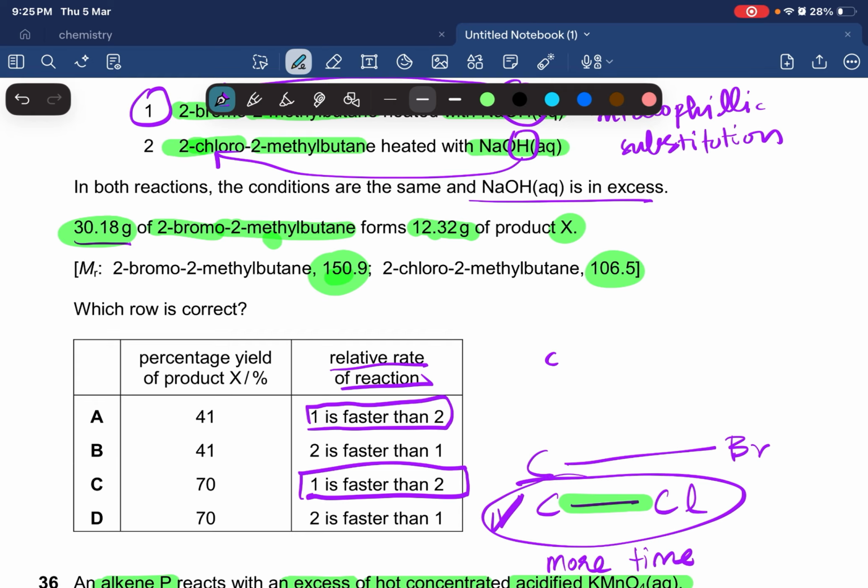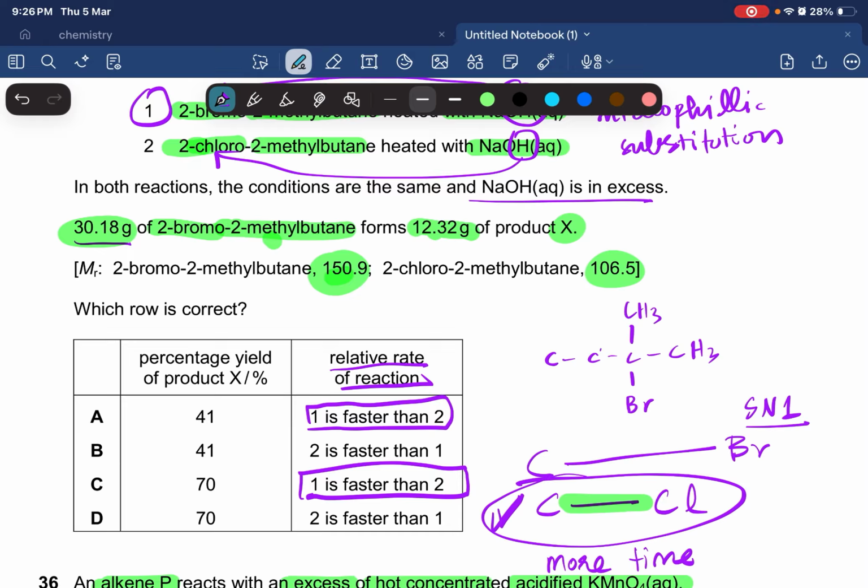Butane means 1, 2, 3, 4. 2-bromo means on the second carbon you have a bromine. 2-methyl means on the second carbon you have a methyl group. Well, that's a tertiary halogenoalkane. And when you have tertiary halogenoalkanes, you form SN1 mechanism. You're going to follow SN1 mechanism over here.